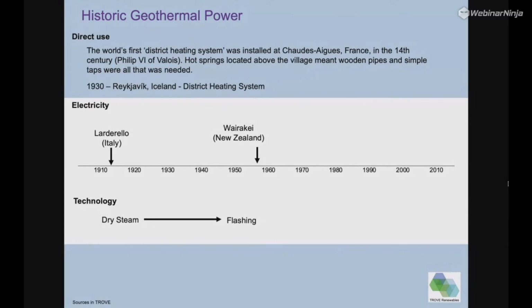New Zealand's Wairakei is a very significant plant. It's producing to this day, but it's actually probably not the first flashing power plant, although it is often quoted as such. The first is actually probably located in Congo for a small plant that powered a mine there. The Geysers is the largest geothermal power plant complex in the world.